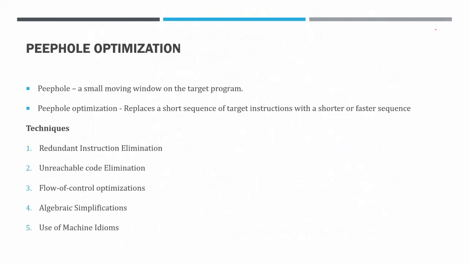So next one, which is one of the most important optimization techniques that we will use, is the peephole. From the name itself, peephole means a small moving window on the target program. So here, in peephole optimization, what we will do is replace a short sequence of target instructions with a shorter or faster sequence. We will do only the short replacement of my entire program. Redundant instruction elimination, unreachable code elimination, flow of control optimization, algebraic simplification and use of machine idioms.